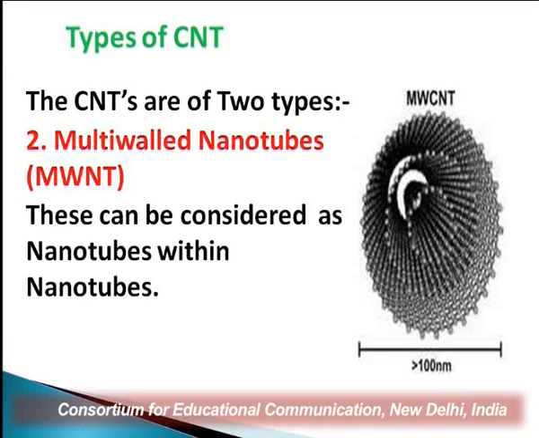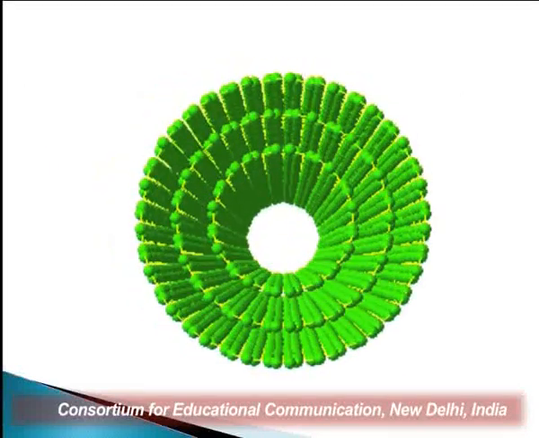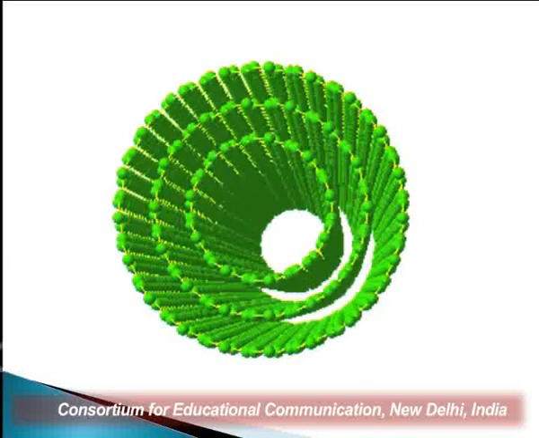Multi-wall carbon nanotubes, which are also known as MWNT, can be considered as nanotubes within nanotubes. It means 2 or 3 tubes are enclosed inside the nanotube. Here in the diagram, we have multiple tubes which are inside another tube. So here on the screen we have the multi-walled nanotubes. You see in the diagram that these are the rolled sheets which are enclosed in each other.